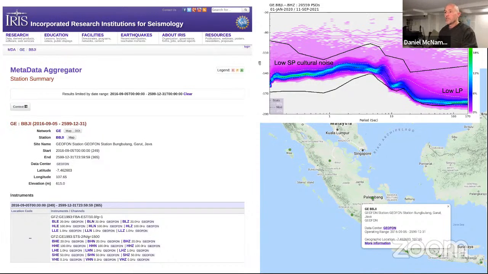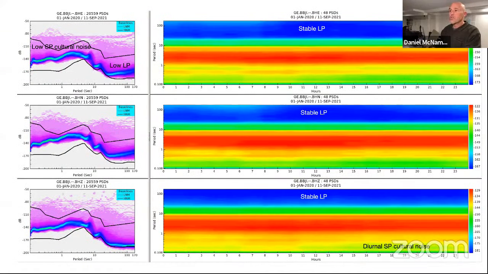Moving forward, take a look at these horizontals too. Very good, very stable. There's hardly any diurnal variation in the long period horizontals in this particular station. So whatever's going on at this station, it's really good. Does anybody know, is this station sitting on bedrock, or is it in a post hole or borehole, anything like that? Because this station looks really good.